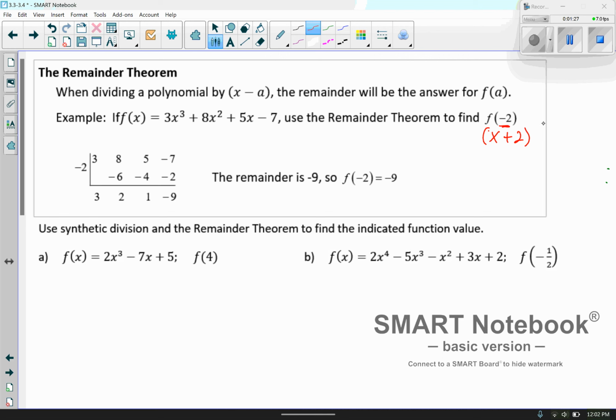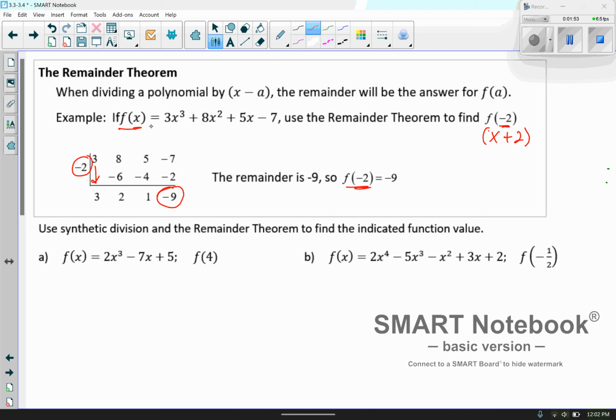So here we go. I have the coefficients 3, 8, 5, and negative 7, and we're going to use negative 2. We drop the first number and multiply, add, multiply, add, multiply, and add. This negative 9 is the remainder, but it's also the value if you were to plug negative 2 into the function.